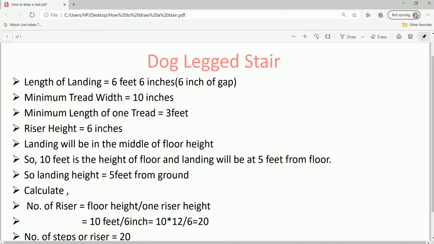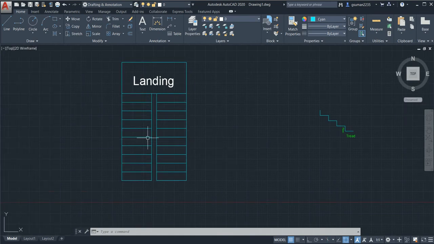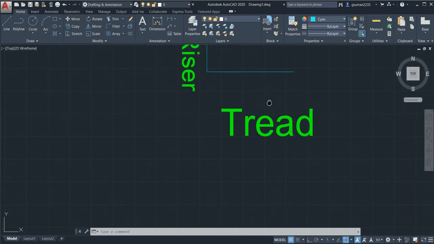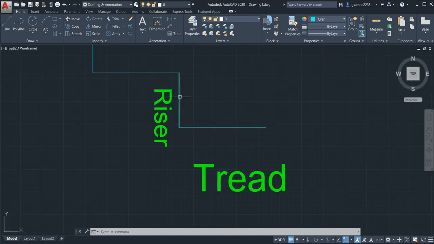Now I want to show you what is the tread and what is the riser height. So go to AutoCAD. Now you can see this is my landing. This is step 1 2 3 4. You can see it here. This is my tread. You can see this is tread and this is riser. This horizontal part is the tread of a stair. If you place your feet on this tread, its minimum width should be 10 inches and the riser should be 6 inches for your comfort.